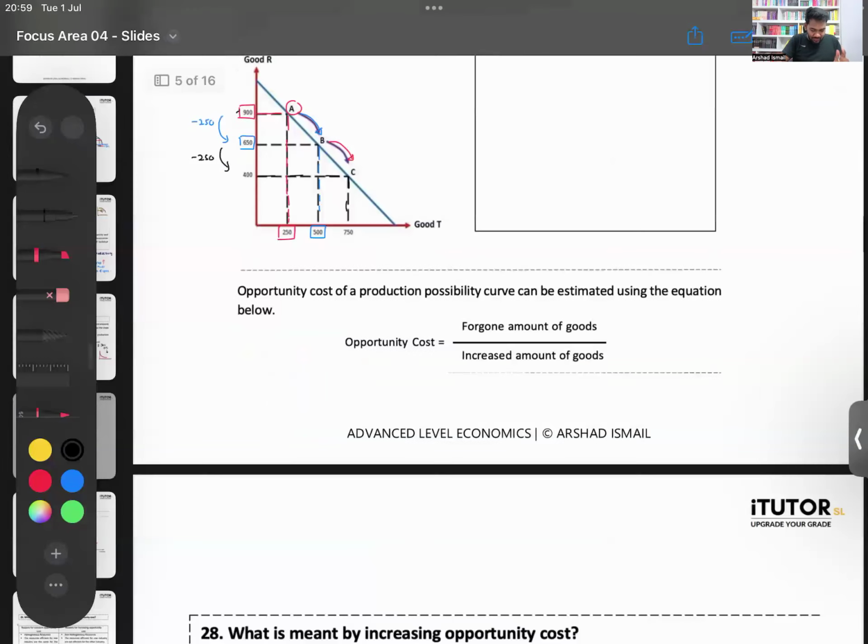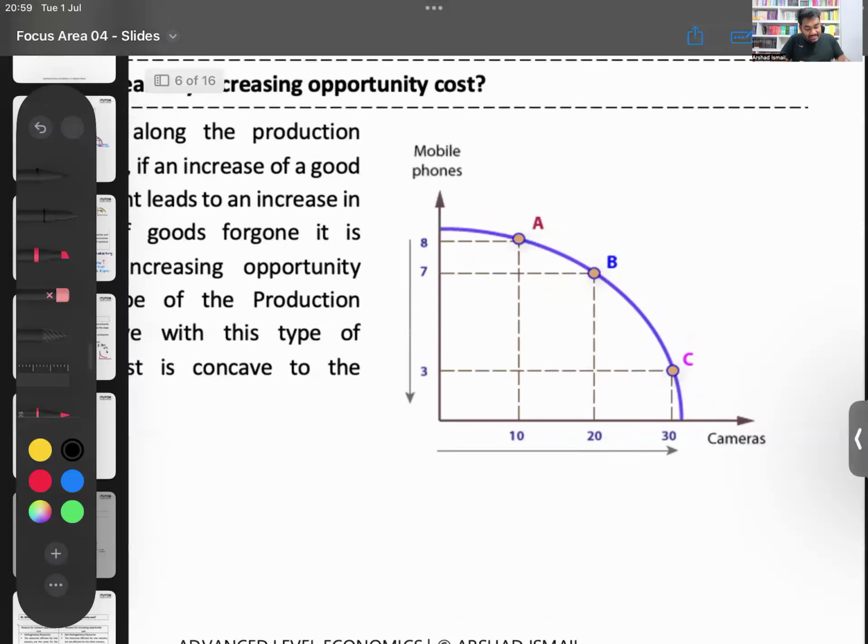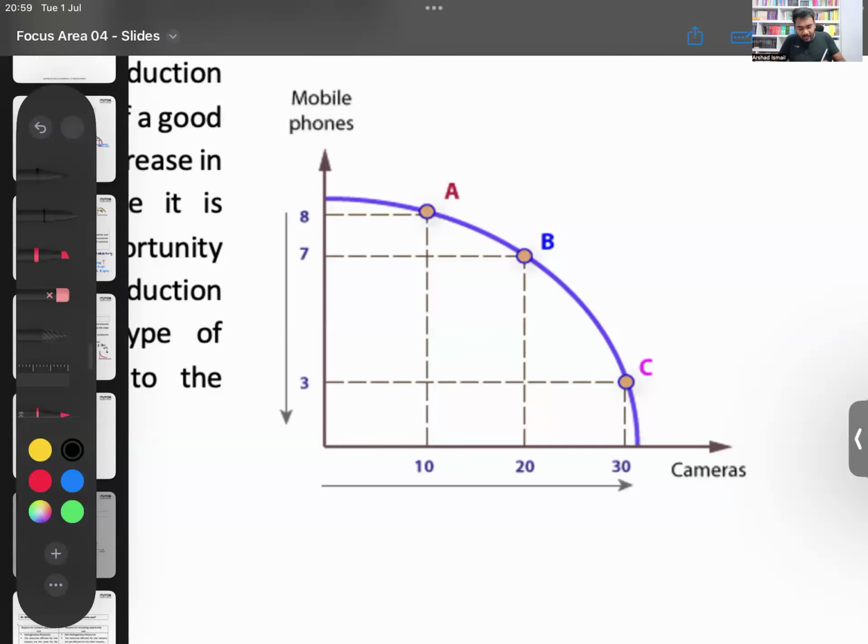Now look at this. I'll come to the slide again. Look at this example. This is increasing opportunity cost. Can you all tell me, when going from point A to B, what is my opportunity cost? At point A, I am producing 8 mobile phones, 10 cameras. Now at point B, I'm producing 7 mobile phones, 20 cameras. So to increase cameras by 10, what did I have to sacrifice? That's what you call my opportunity cost. I had to sacrifice 1 unit of mobile phone. That is my opportunity cost.